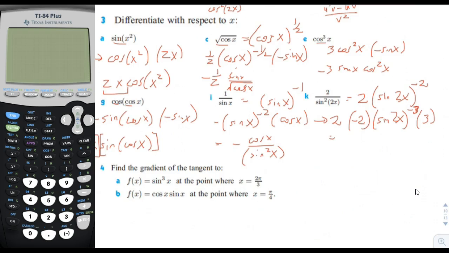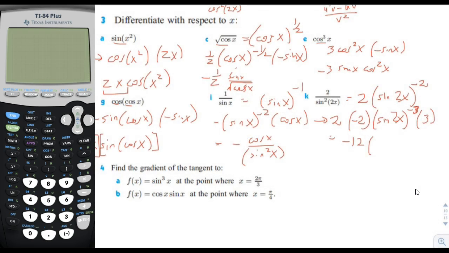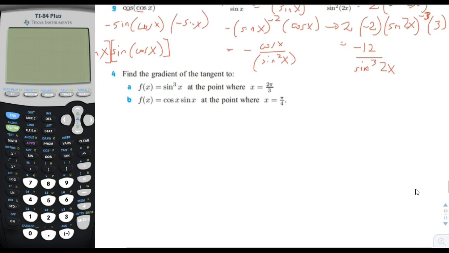So then we have 2 times negative 2 times 3. So negative 12 divided by sine cubed of 2x. Okay. Last one.